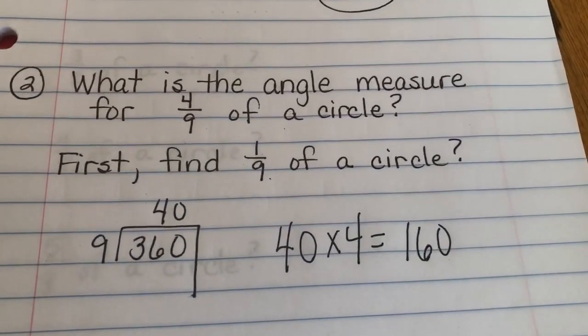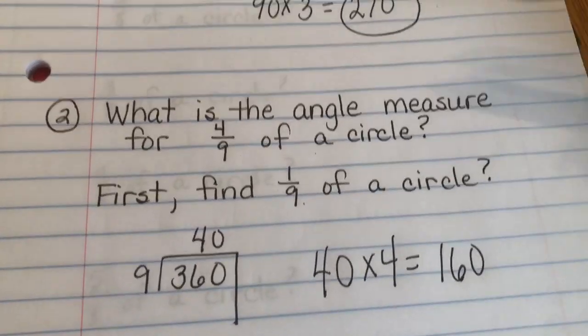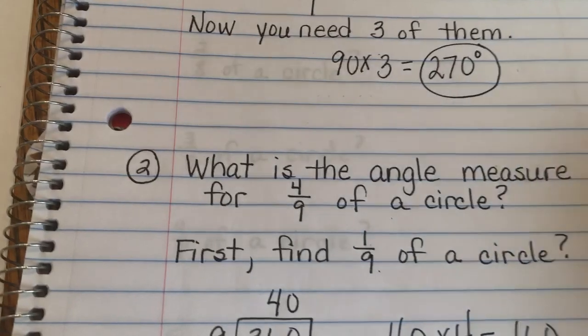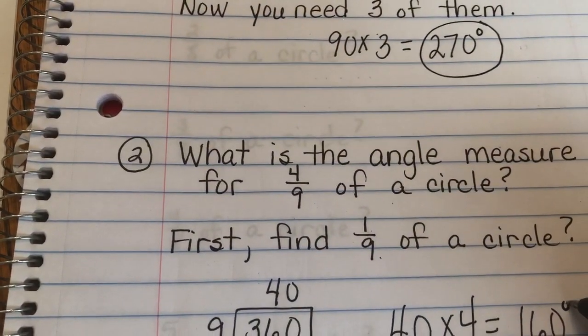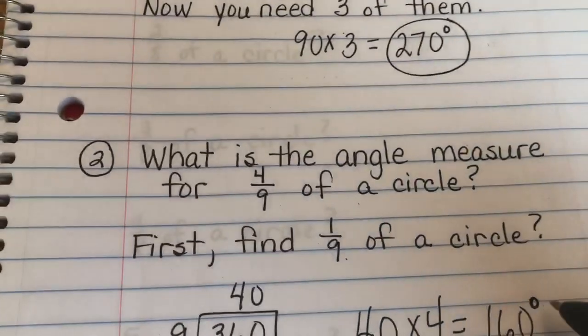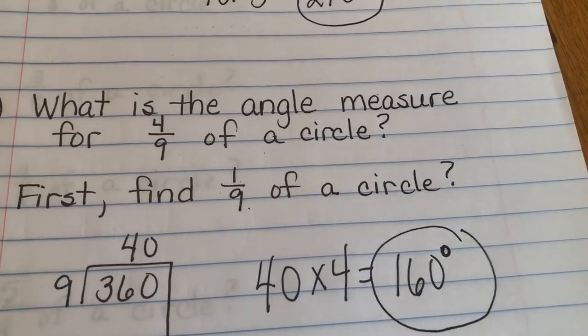Now one more step before we're done, and that is we need the correct label. So since we're doing an angle measurement, we need the correct label for degrees, and that's represented by this little bitty circle in the upper right hand corner. So that is my final answer, 160 degrees.